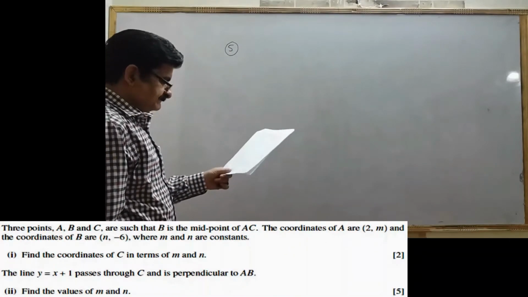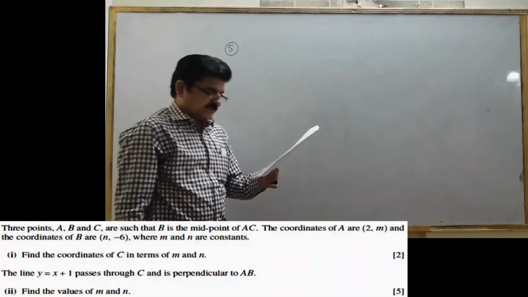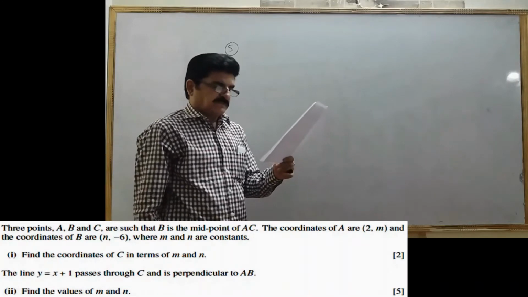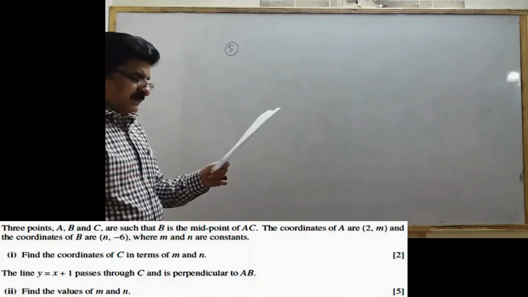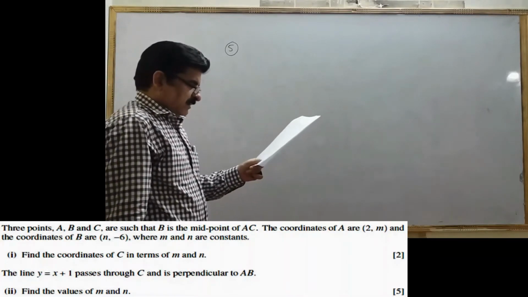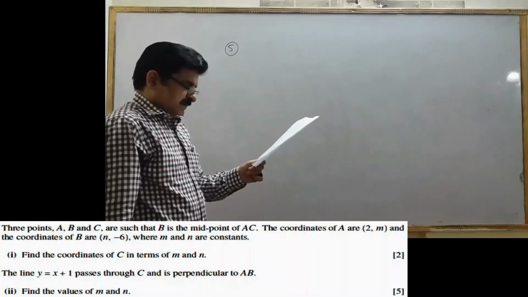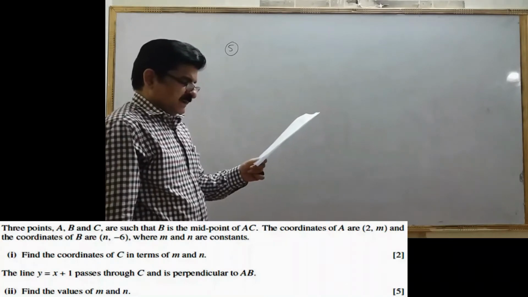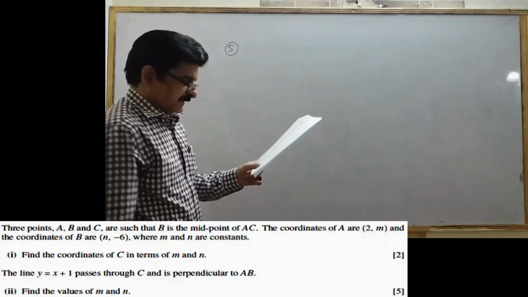Question number 5. Please read the question. Three points A, B and C are such that B is the midpoint of AC. Coordinates of A and B are given. m and n are constants. Find the coordinates of C in terms of m and n. That is the first part. In the second part, the line y is equal to x plus 1 passes through C and is perpendicular to AB. Find the values of m and n.